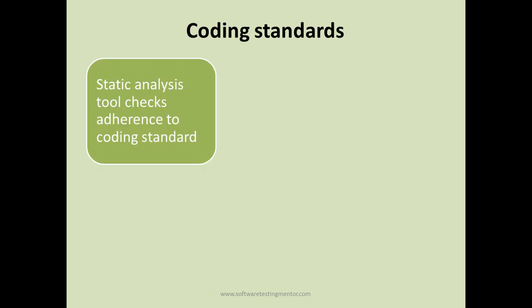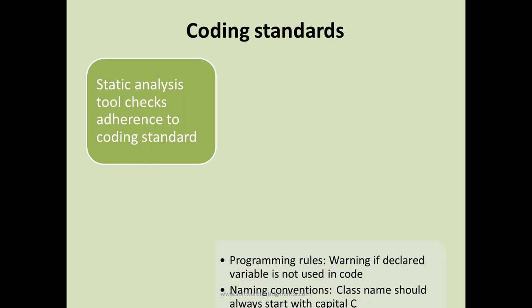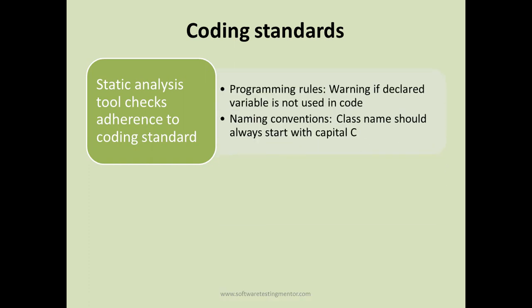So coding standard. Static analysis tool checks adherence to coding standard. So programming rules like warning if a declared variable is not used in the code. Then it also checks naming conventions, like class name should always start with a capital C. So these are the kind of checks that static analysis tool does. If there are any issues against these, then it will give you a warning about the standards.